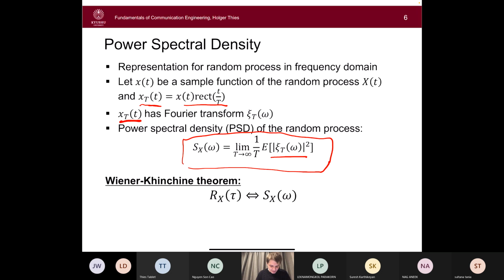The theorem is called the Wiener-Khinchin theorem, and the result is just the Fourier transform of the autocorrelation function. So this is the autocorrelation function of the random process, right? The Fourier transform of the autocorrelation function gives you the power spectral density. So this is the relation between the power spectral density and the autocorrelation function. And we will use this theorem lots of times.